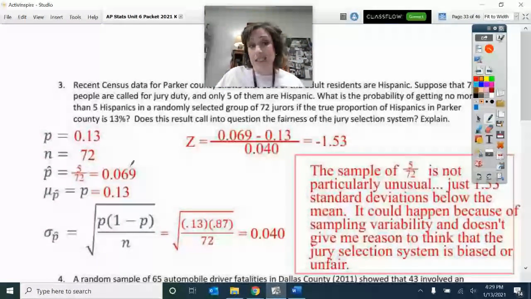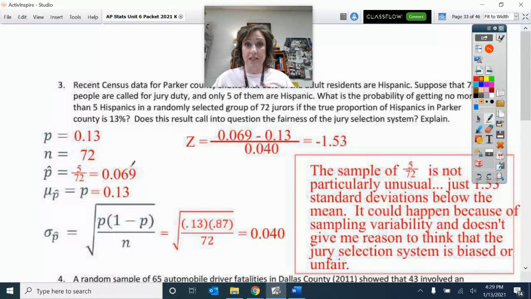So that's only 6.9%. So my question is, whoa, is that making me think that the way they select jurors is unfair? Do I think they have a poor sampling of people that they're getting in for jury duty so that they're not representing the Hispanic community the same as it happens amongst the Parker County residents?